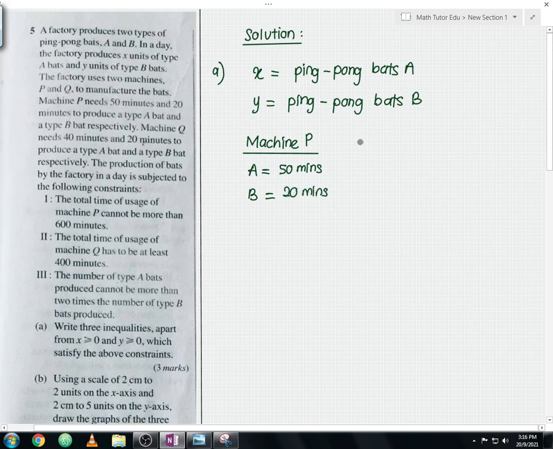So from here, let us proceed to machine Q. For machine Q, it needs 40 minutes and 20 minutes to produce a type A bat and a type B bat respectively. So from here, your A will be equals to 40 minutes. So just write here 40 minutes. And your B will be equals to 20 minutes.